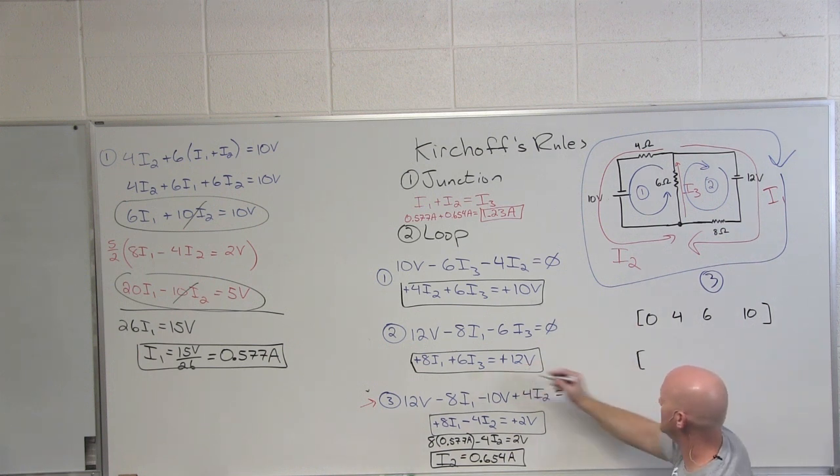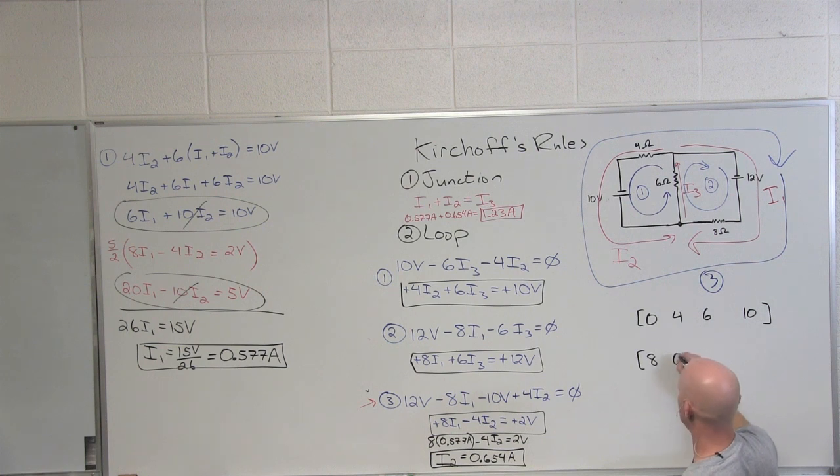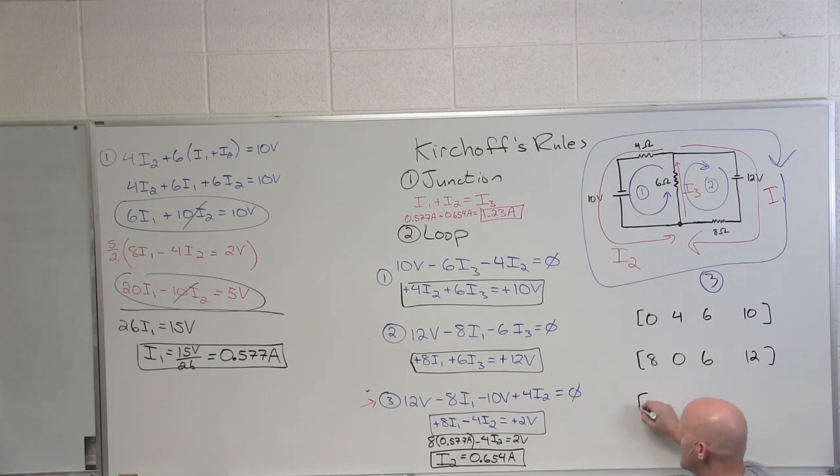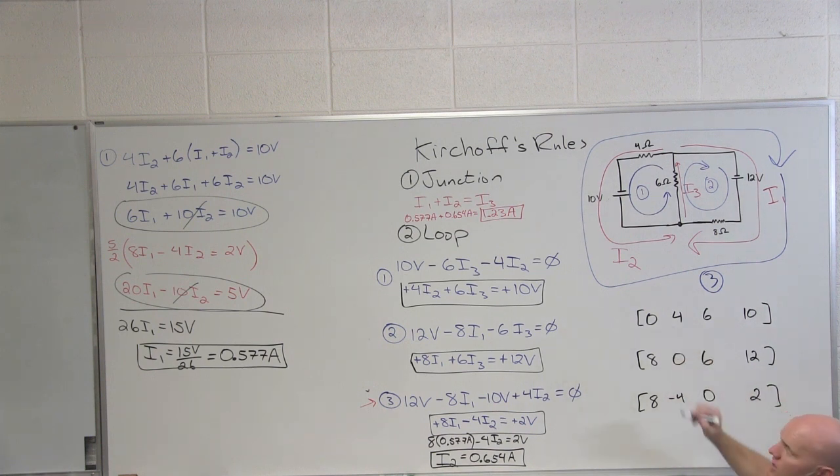Your second one here would be 8 I1s, 0 I2s, 6 I3s equals 12 volts. Your next one here would be 8 I1s, negative 4 I2s, 0 and 2. And then what about your junction rule? What would that be? 1, 1, negative 1, 0. Awesome. And then would you do 0, 0, 0, 1, and then 0, 1, 0, 0? You know what I'm talking about?